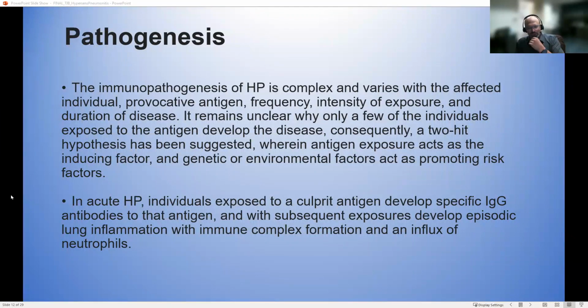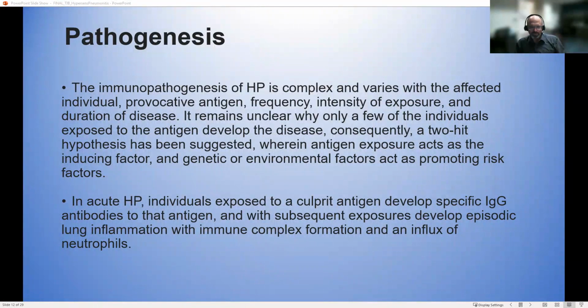I use the term acute in here, and the pulmonologist won't like it. So we'll say in an initial bout of HP, individuals exposed to a culprit antigen develop IgG antibodies to that antigen, and with subsequent exposures develop episodic lung inflammation with immune complex formation and an influx of neutrophils.